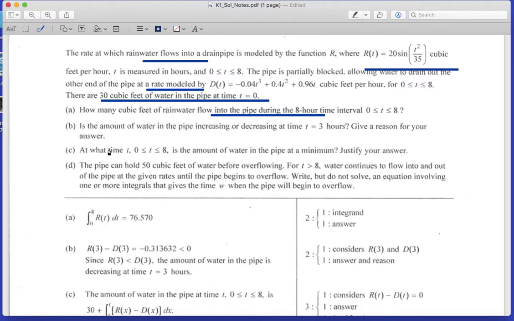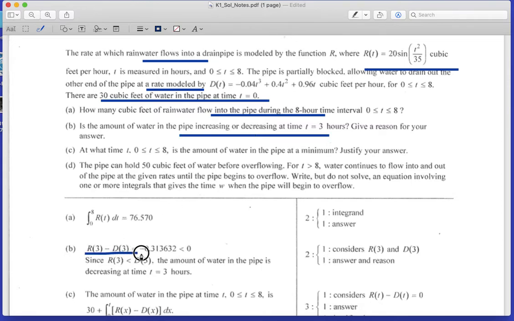Okay, part B, is the amount of water in the pipe increasing or decreasing at the time t equals 3? The amount of rainwater in the pipe increasing or decreasing? Well, the way we can find out whether something's increasing or decreasing is by looking at its rate of change. If it has a positive rate of change, it's increasing. If some function has a negative rate of change, it's decreasing. Do we have the rate of change of the amount of water in the pipe? That's the key thing. The answer is yes.